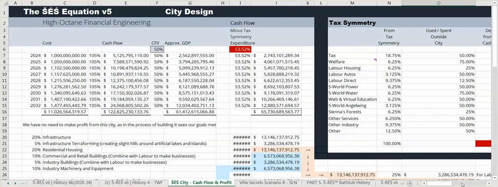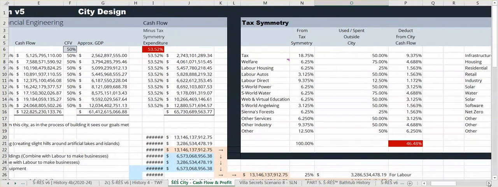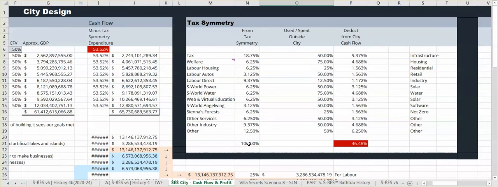We've got here a little bit on tax symmetry. Got 100% here, so tax symmetry 18.75 is directly signed by the government. 6.25, which is now called paid to learn for welfare. Labour housing 6.25, Spartan housing.